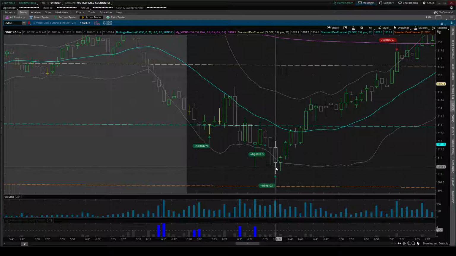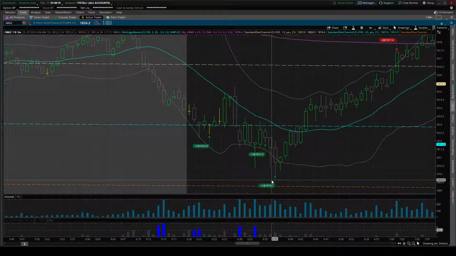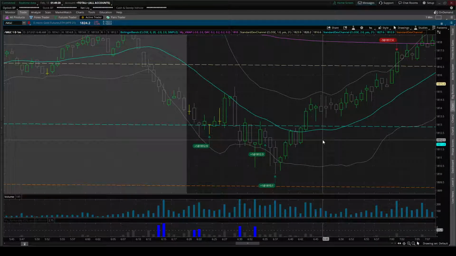So your risk becomes less and less, and you know that if price does break down, you should be stopping out immediately. And then if price does reverse, then you can go ahead and take the reversal trade.